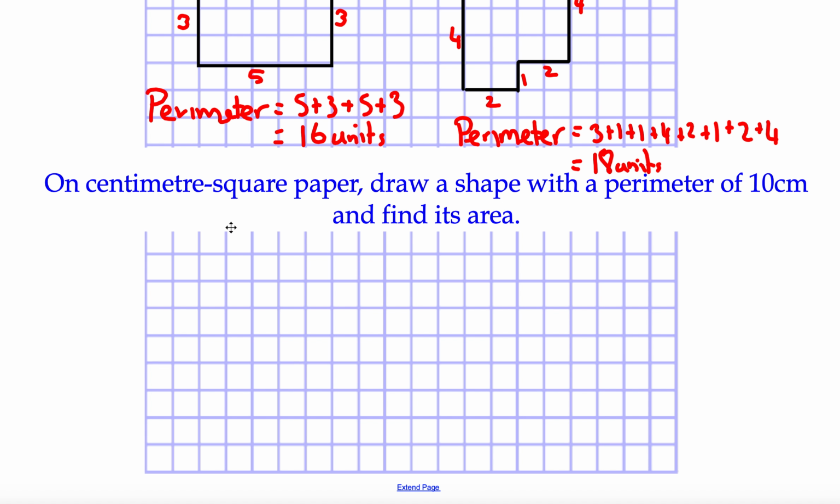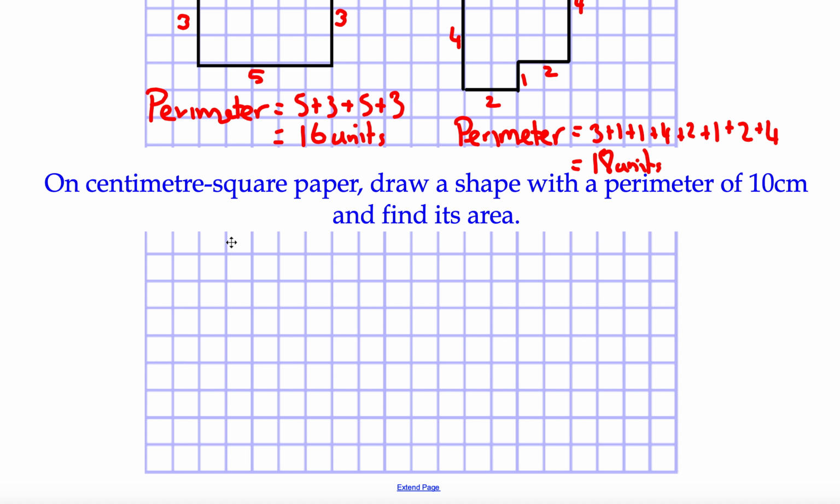So in other words, if you don't have centimetres, if every square is not 1 centimetre long, it might be half a centimetre, that's okay. We're just going to make it a perimeter of 10 boxes, okay, or 10 units. So we're still going to concentrate on the number 10. Don't worry if it's not centimetre boxes. Okay, so this question might say to you, draw a shape with a perimeter of 10 units and find its area. Now that's the space inside. We'll talk about that in a minute.